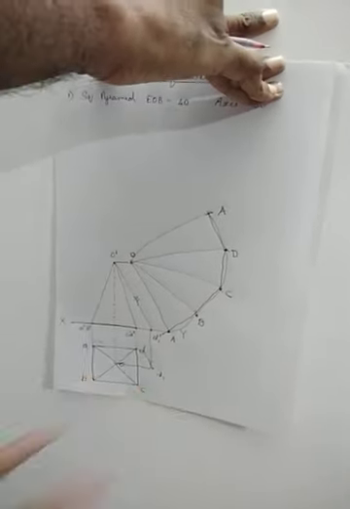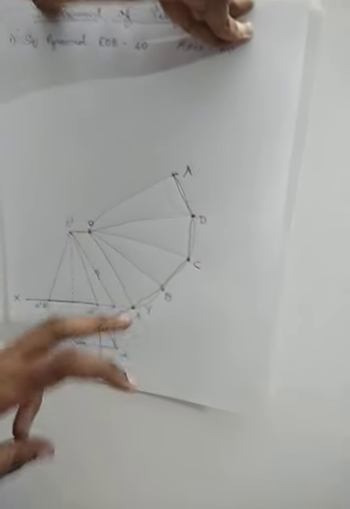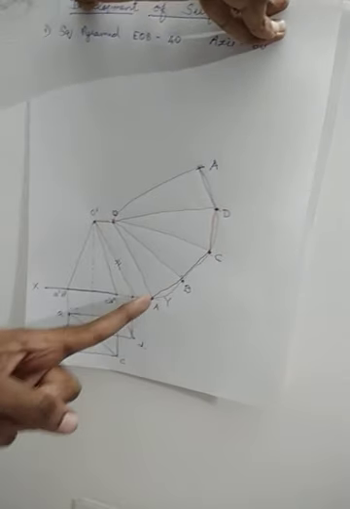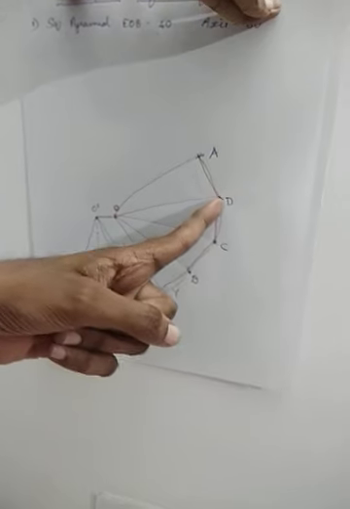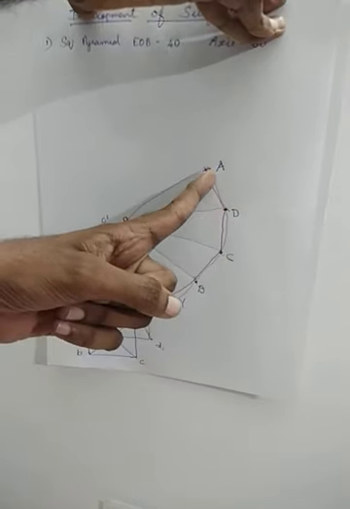So you take this length as radius in your compass. First you take A as center, 40 mm radius, and you cut an arc on this larger arc. You are getting a point, name it as B. Another arc from B, you will be getting C. Another arc from C, you will be getting D. And again from D, you will be getting A.